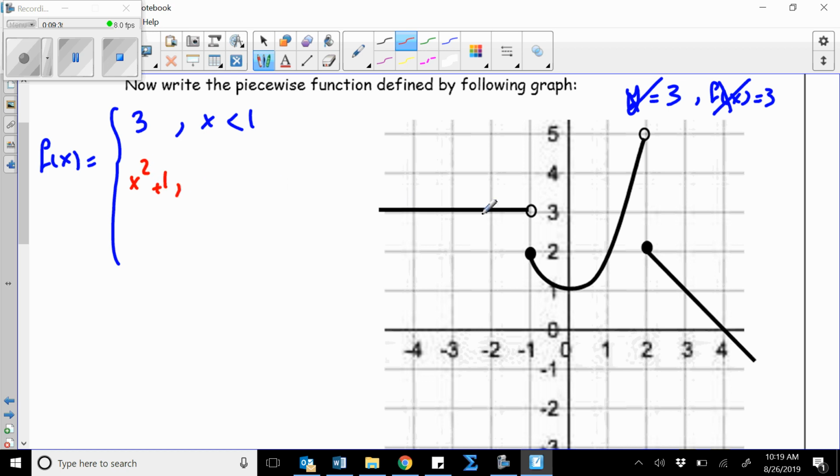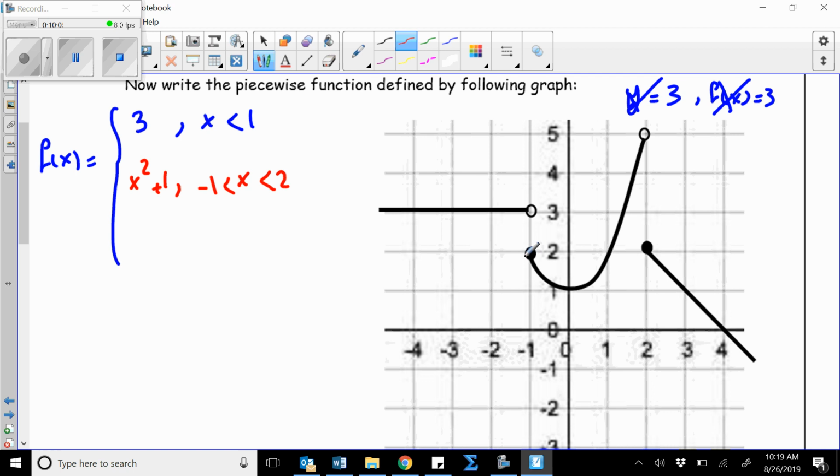So you need to be familiar with all the parent functions and their equations. Then it's going to be easier for you to write the equation of a piecewise function. Okay, the next thing is to write the domain of this function. It starts from negative 1. You see this is the beginning and this one is the end, ends at 2. So x is between -1 and 2.